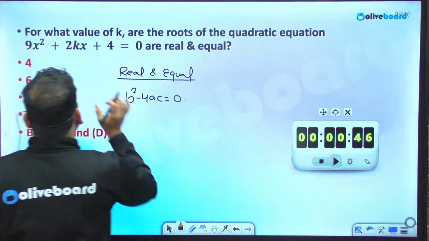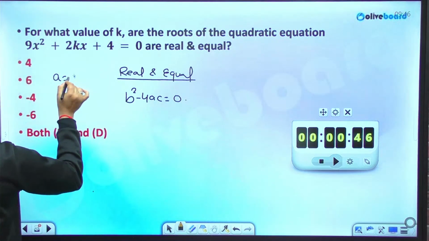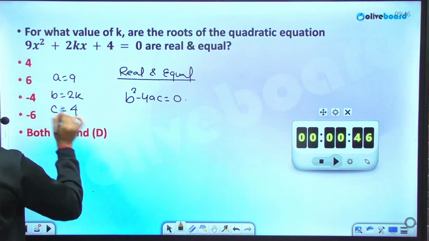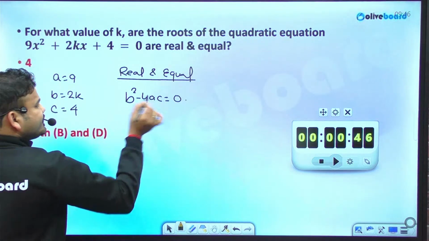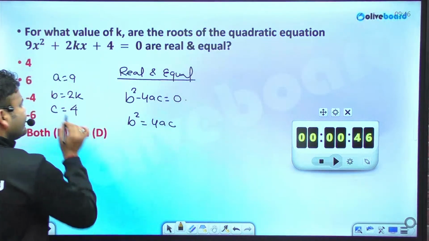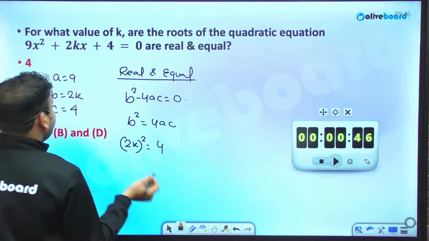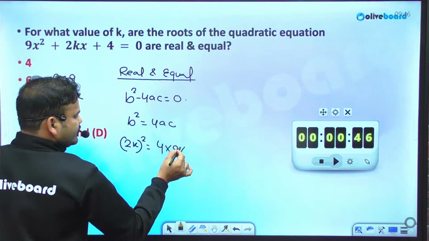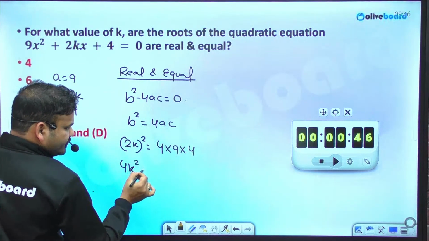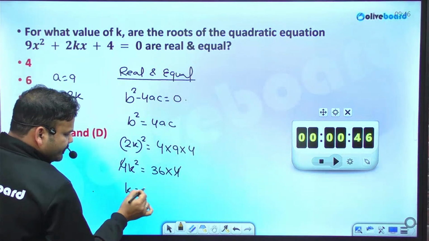सो व्हाट इज द वैल्यू ऑफ a, b, c? So a will be the coefficient of x square, that is 9, b equals 2k, and c equals 4. So b square minus 4ac equals 0, that means b square will be equal to 4ac. b की वैल्यू कितनी है? 2k. This is 2k whole square equals 4 into a, which is 9, and c equals 4. So 4k square equals 36 into 4. This 4 will be eliminated, so k will be equal to plus minus 6.